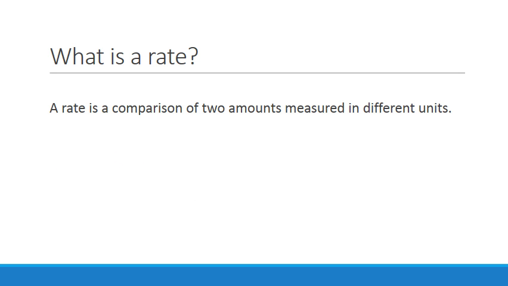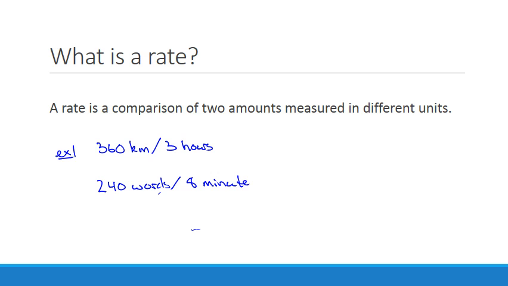What is a rate? A rate is a comparison of two amounts measured in different units. So some examples. I could say 360 kilometers for every 3 hours. So we're comparing these two different amounts in different units. One in kilometers, one in hours. Another one, you could say you type 240 words every 8 minutes. Okay, so those are some examples of rates.